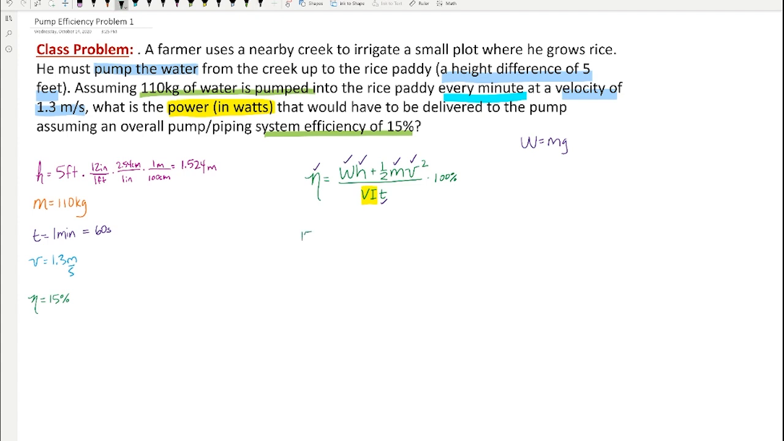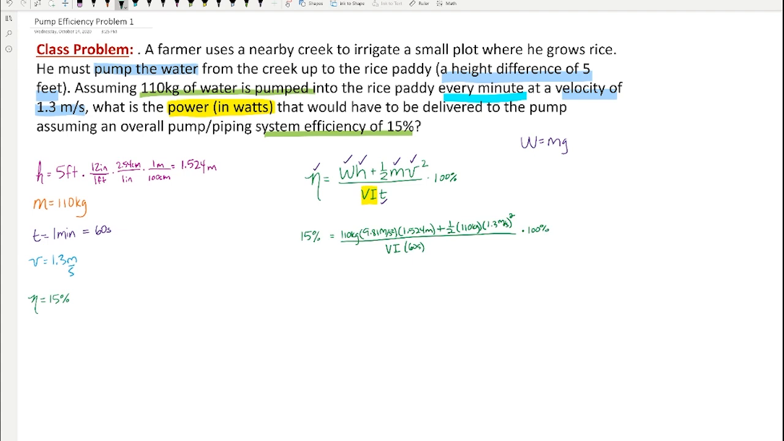I know my efficiency is 15%. My weight is mass times gravity, so my mass is 110 kilograms times gravity, which is 9.81 meters per second squared. And I calculated my height to be 1.524 meters. Now I'm going to add that to kinetic energy, which is 1/2 mass, which is 110 kilograms, times velocity, 1.3 meters per second, that term squared, divided by my voltage times current, which is what I'm looking for, times time, which is 60 seconds. And all of that is multiplied by 100%.